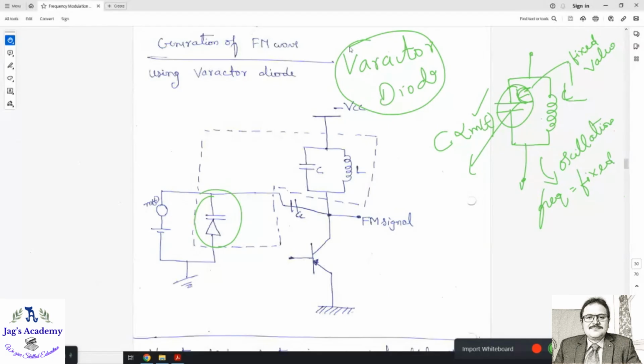The output capacitance of a varactor diode varies according to the input voltage. As the input voltage varies, capacitance also will vary. That's what we require, right? So what we will do for this tank circuit, we will connect this varactor diode in reverse bias and connect the input voltage, which is your signal m(t).